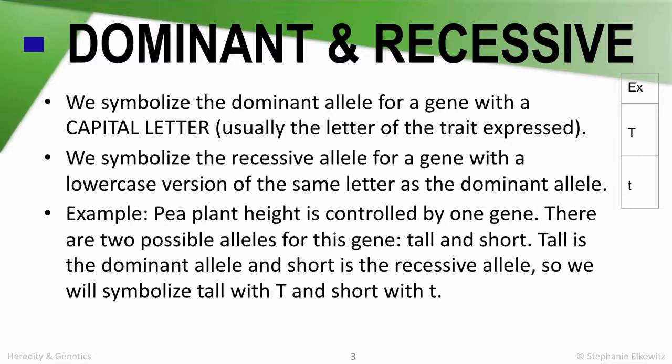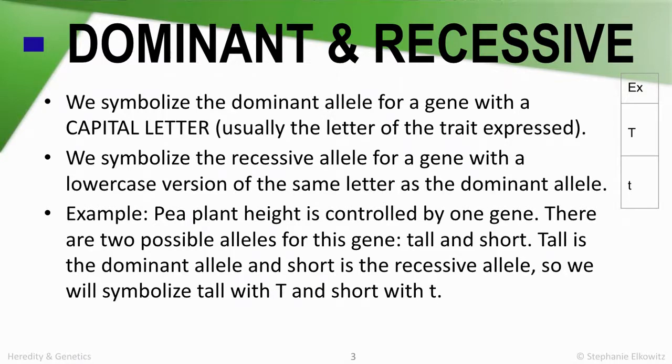We also symbolize the recessive allele for a gene with a lowercase version of that same letter. We use the same letter that we used before. If you look over here on my right, the example is a T. We used a capital T for the dominant allele. For recessive, we use a lowercase t. Now the example down at the bottom: pea plant height is controlled by one gene. There's one gene that determines if it's a tall plant or a short plant. Those are the only two options here.